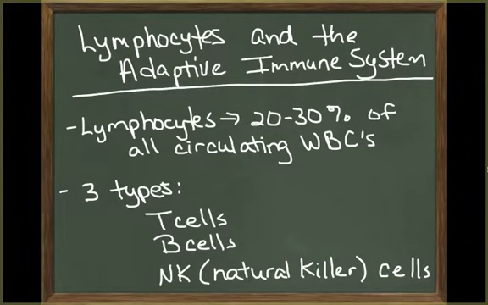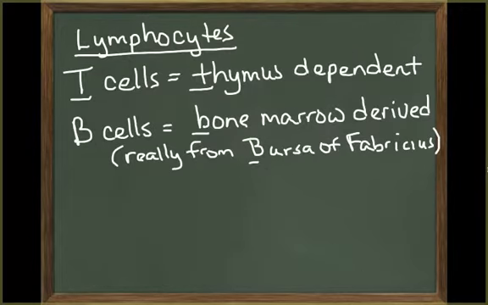Lymphocytes account for 20 to 30% of the circulating white blood cells. 3 classes of lymphocytes that circulate in the body are the T cell, the B cell, and the NK or natural killer cell. The T cell is considered thymus-dependent because it matures in the thymus before being released into circulation.